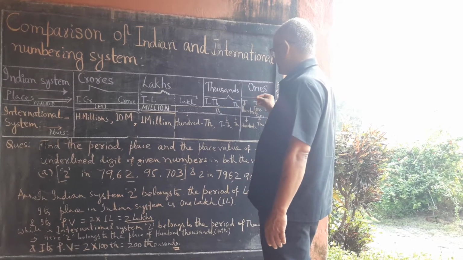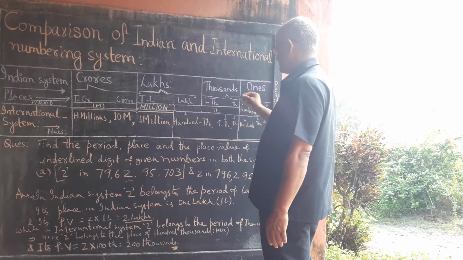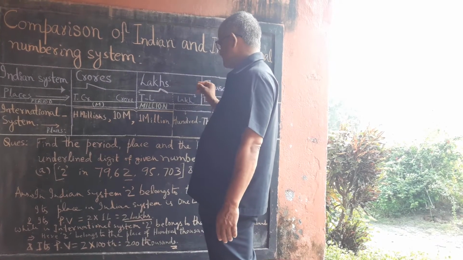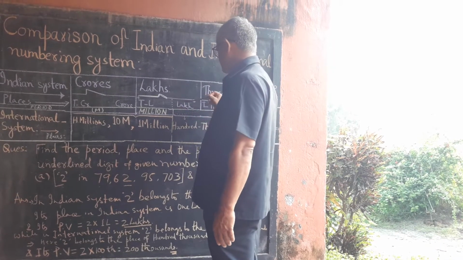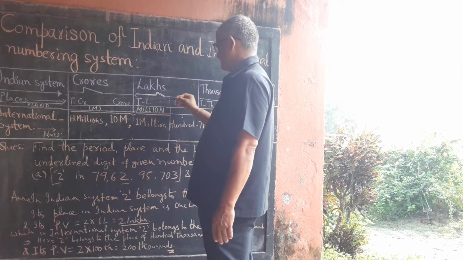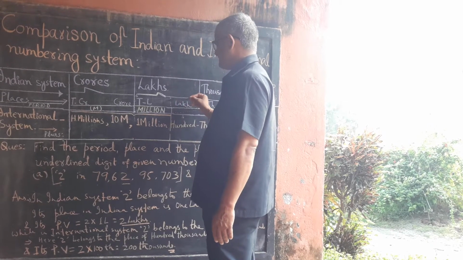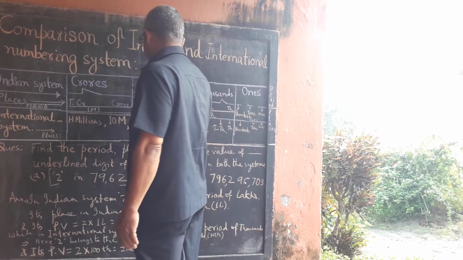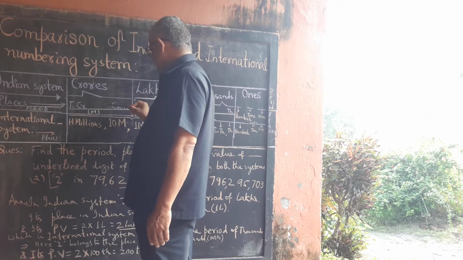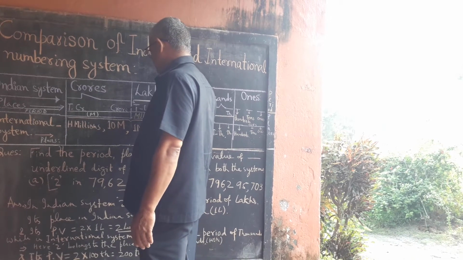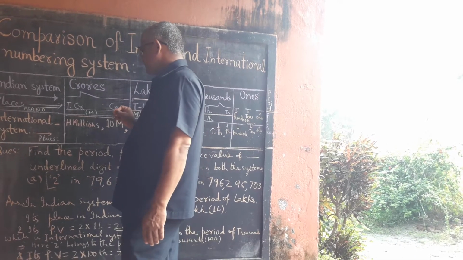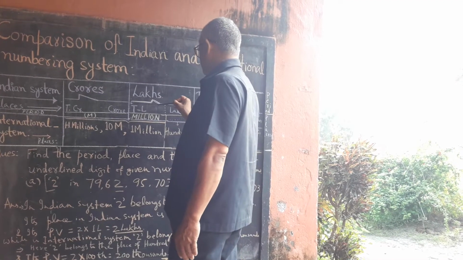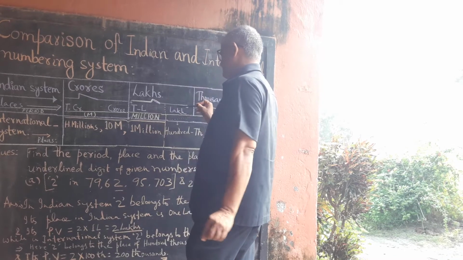Second period thousands is of two places, that is 1000 and 10,000 in Indian system. And third period lakhs is of two places, that is 1 lakh and 10 lakh. And this fourth period, that is crore, is of two places, namely 1 crore and 10 crore. In this way we have to apply comma in given numbers of Indian system.